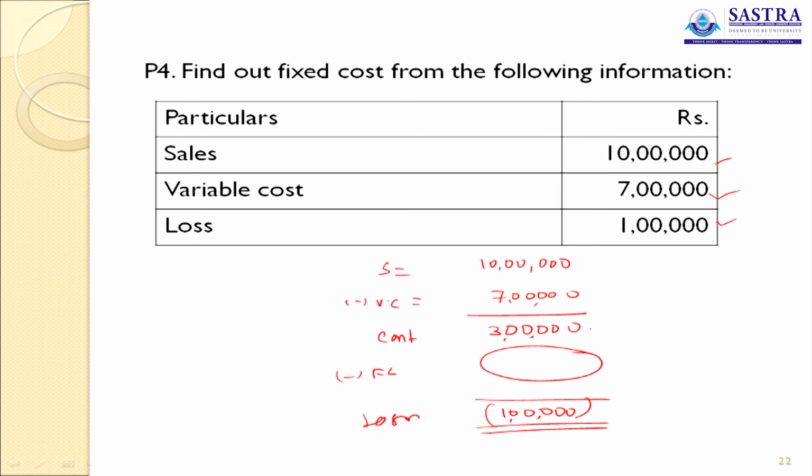So, contribution is 3 lakh, but the answer is a loss. So, what will be the figure? This is 4 lakh. Then only the loss arises. So, fixed cost is 4 lakh. This is the way of calculating fixed cost based on this formula problem.